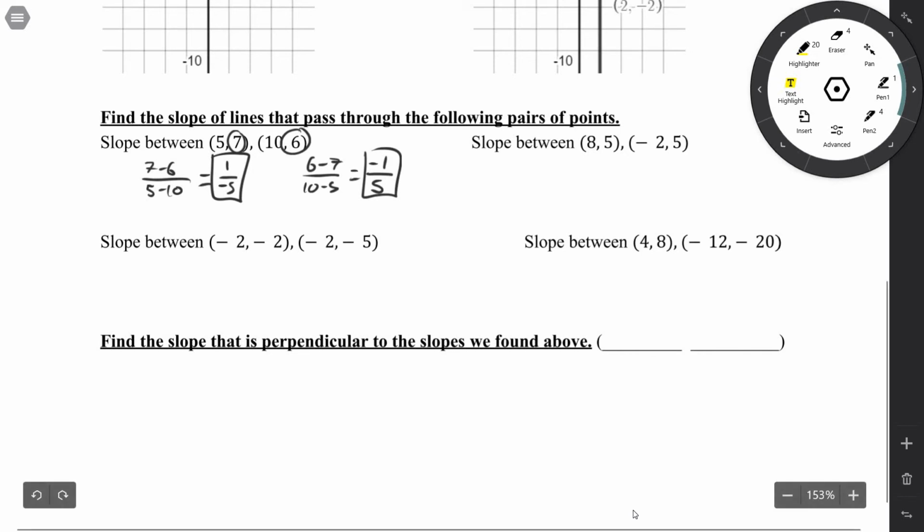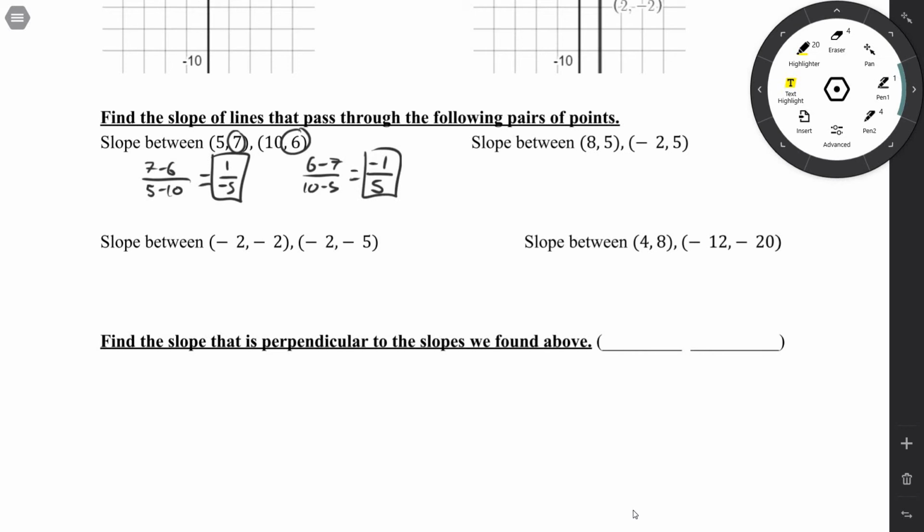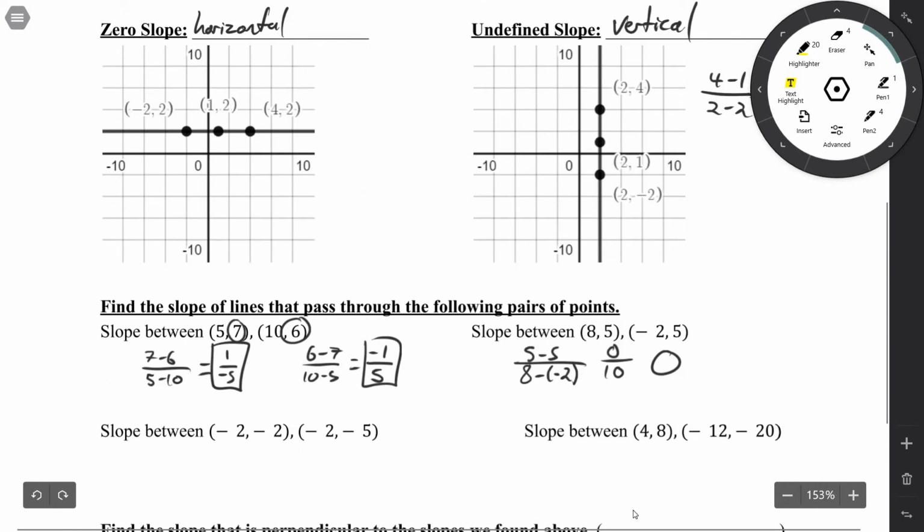Let's see, slope between (8, 5) and (negative 2, 5). Well, the change in y, we'll do that first, 5 minus 5, over, let's see, 8 minus negative 2. So we'll get 0 over 10. So really the slope here is 0. This is going to be a horizontal line, just like this one here.